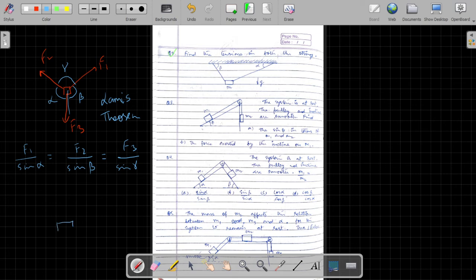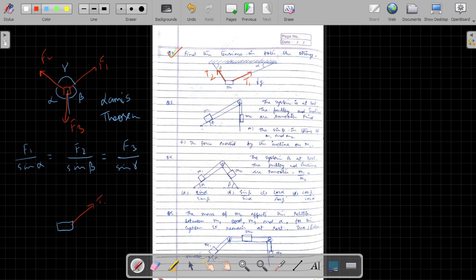So if we have a block and there is a force acting on the block, let's do question number 2. In question number 2 we have a block, it is tied to 2 strings. String number 1 would have some tension T1 and string number 2 would have some tension T2. Then you have to find the tensions in the string.